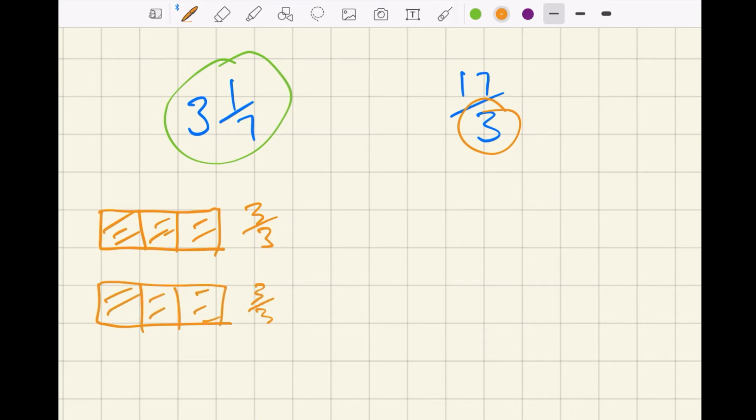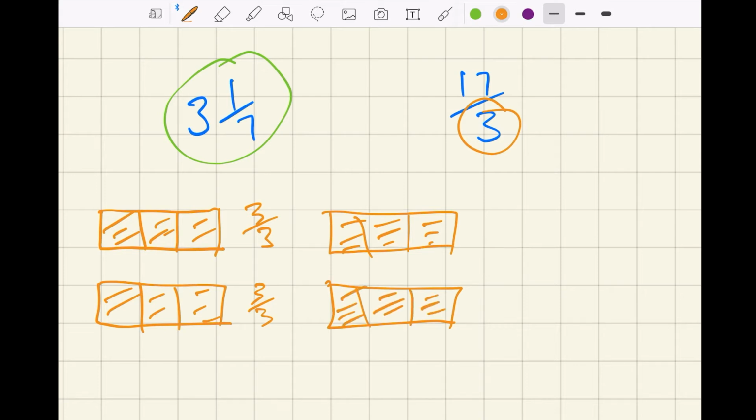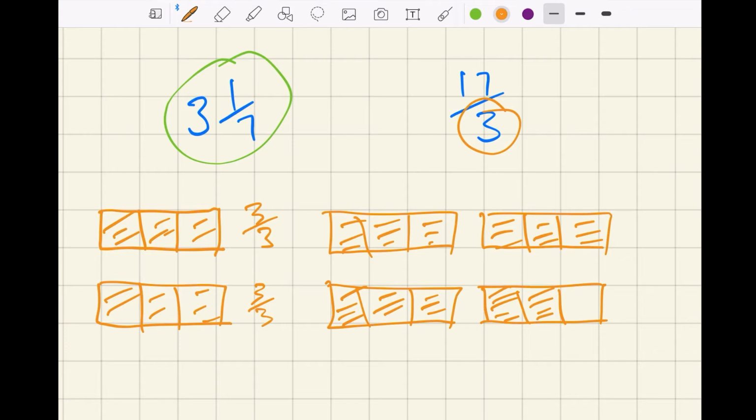And there's another 3 thirds, making a total of 6. Getting a bit messy. So that's 9. 12. 15. And now here's where it gets a bit different. 16, 17. All right, do you see that that is 17 thirds coloured in. 3/3, 6/3, 9, 12, 15, 16, 17 over 3.